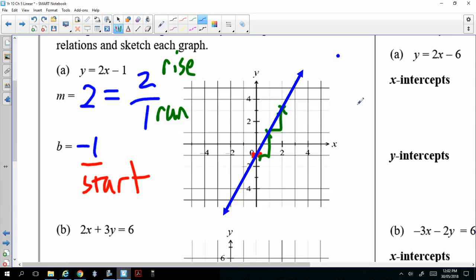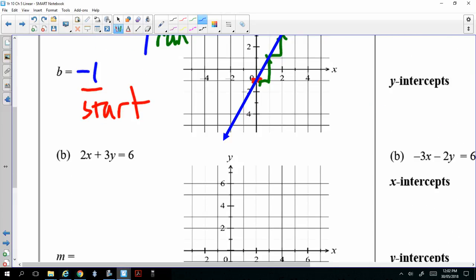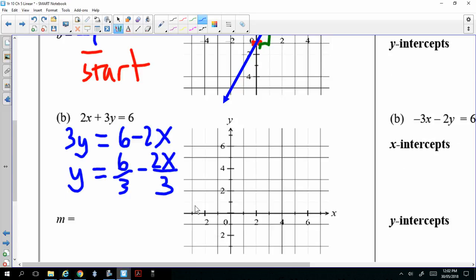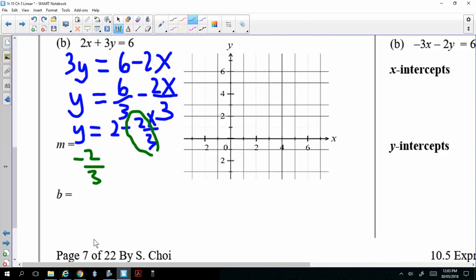Okay, any questions? I do the same thing for the other one. You have to find the gradient and the y-intercept. To find the gradient, you make y the subject. 3y equals 6 minus 2x, and then divide both sides by 3, so you get 6 over 3 minus 2x over 3. Then you work out y equals 2 minus 2x over 3. Therefore I get the gradient of -2 over 3, that's your gradient. And your y-intercept is 2, the number without the x.